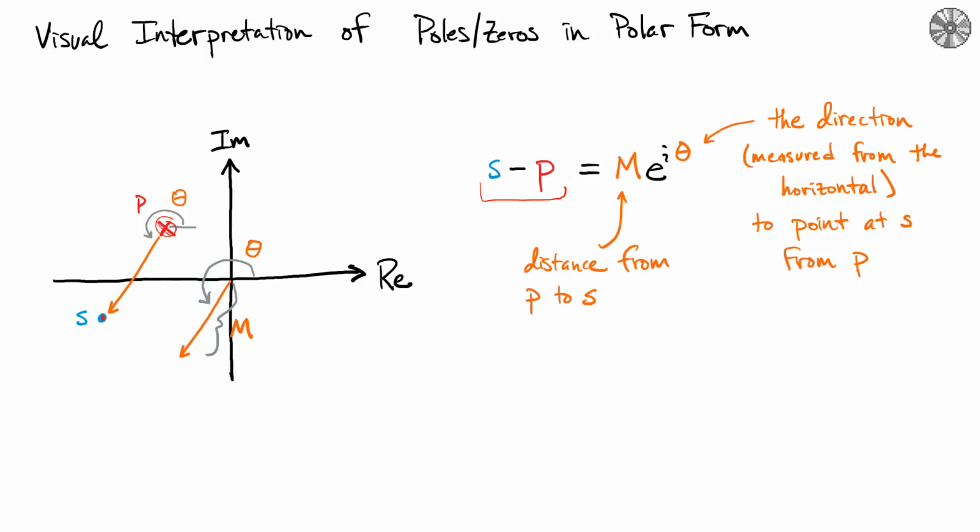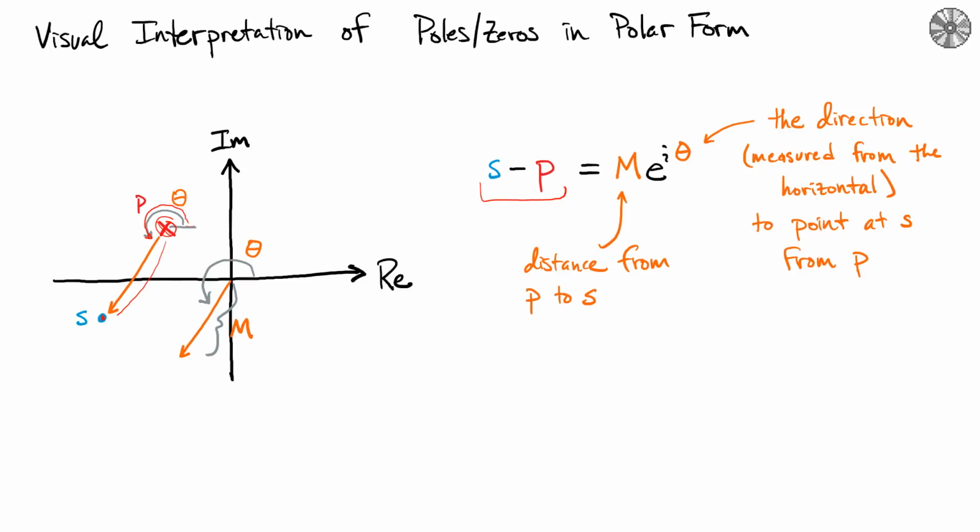That complex number can be interpreted as having a magnitude that is actually the distance between these two points, the straight line distance. And the phase of that complex number is the angle you'd have to point from p to look at s, essentially to make p look at s. That's always measured from this horizontal.